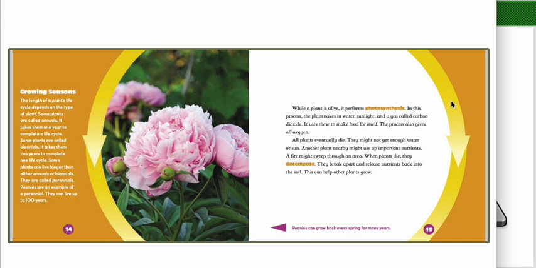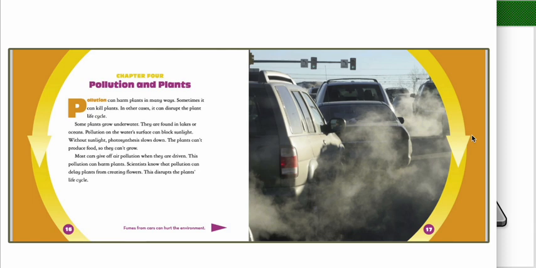All plants eventually die. They might not get enough water or sun, and another plant nearby might use up important nutrients. A fire might sweep through an area. And when plants die, they decompose. They break apart and release nutrients back into the soil, and this can help other plants grow. But we also have pollution, and pollution can harm plants in many ways. Sometimes it can kill the plants, and in other cases, it can disrupt the plant life cycle.